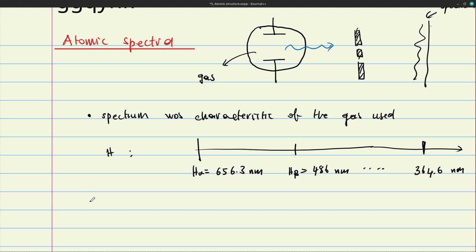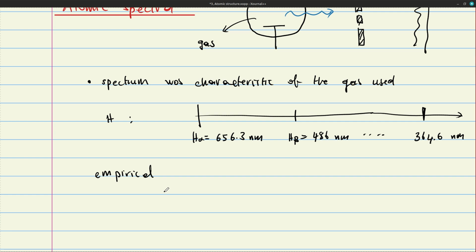And here's the empirical result. This was known way before anything about quantum mechanics was even mentioned. It was in the mid 18th century, and the relation was something like this: 1 over lambda is equal to some constant times (1 over 2 squared minus 1 over n squared), with n equal to 3, 4, 5, and so on.